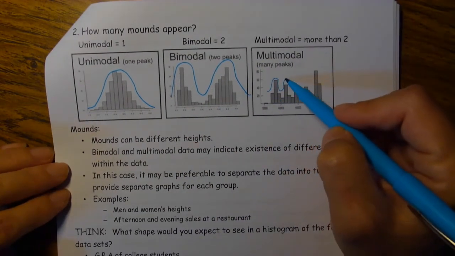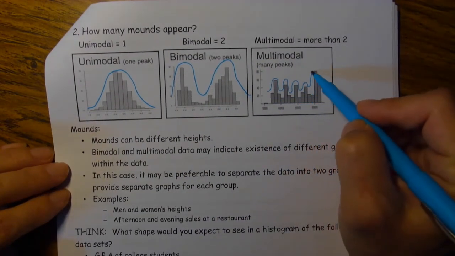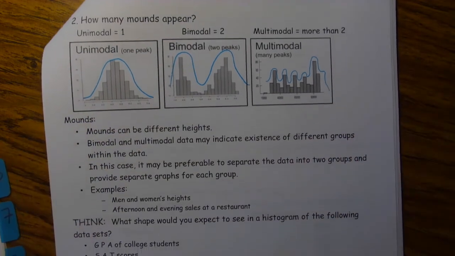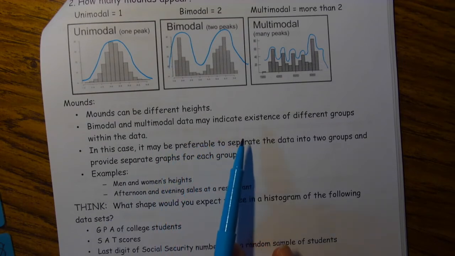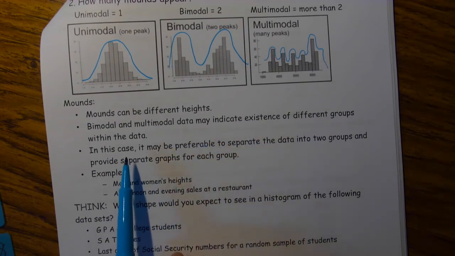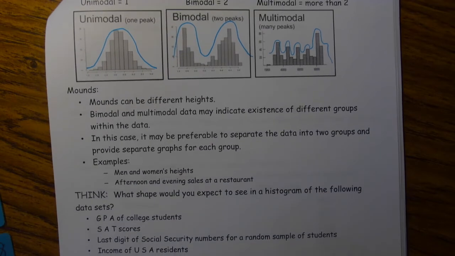Multimodal would be looking like this, okay, a bunch of hills. So mounds can have different heights. Bimodal and multimodal data may indicate existence of different groups within the data. In this case, it may be preferable to separate the data into two groups and provide separate graphs for each group. Examples would be men and women's heights, afternoon and evening sales at a restaurant.